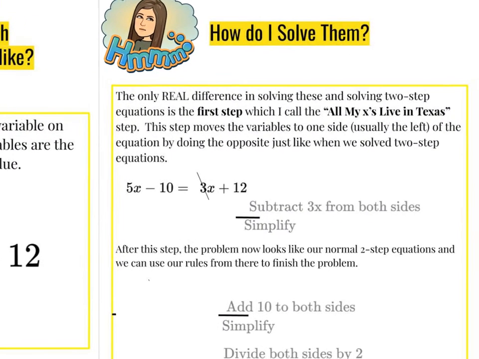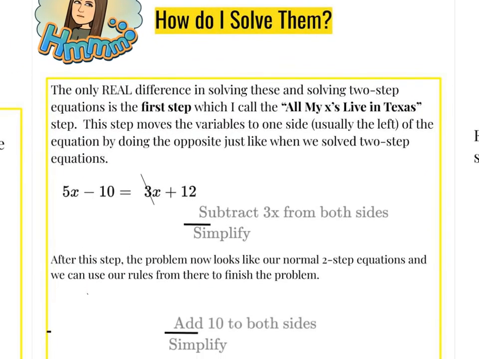All right, so let's see. How do we solve one of these? Well, the only real difference in solving these and solving two-step equations is the first step, which some call the "all my x's live in Texas" step. This step moves the variable to one side, usually the left, but as you'll see in some examples, it doesn't matter if you move all the variables to the left or all the variables to the right. And you do this by doing the opposite, just like you did when we had two-step equations.